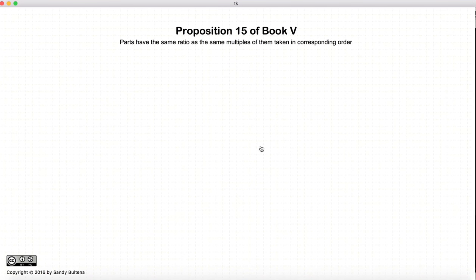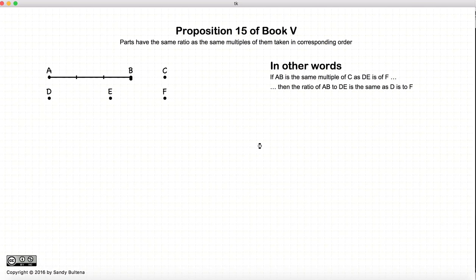This video presentation is going to be on Proposition 15 of Book 5. In this proposition, we have two lines, AB and DE, which are equal multiples of two other lines, C and F. In other words, AB is equal to some integer times C, and DE is equal to the same integer times F. And this proposition states that if we have this condition, then AB to DE will be equal to the ratio of C to F.